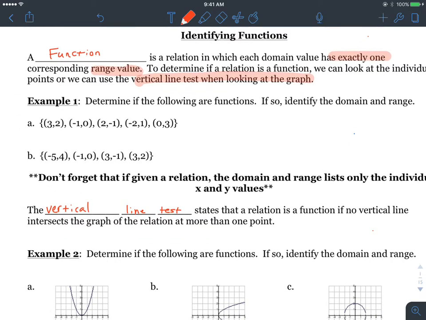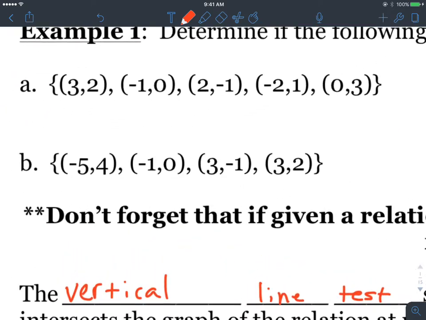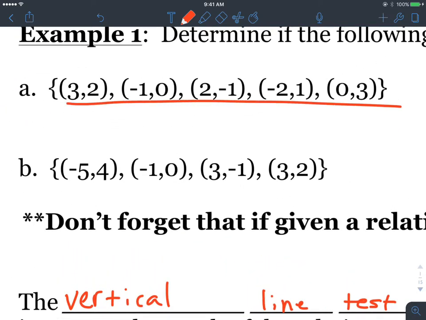So first two examples, determine if any of the following are functions or not. So looking at this first set of data, you want to make sure that each x value here has a different y value. So after looking at all those, you have 3, -1, 2, -2, and 0. None of those repeats, so this is a function.